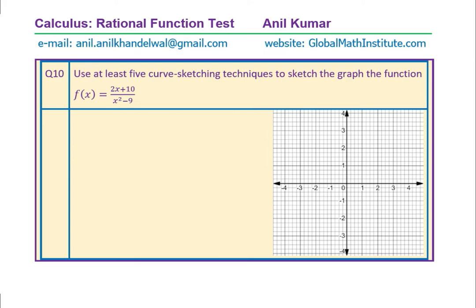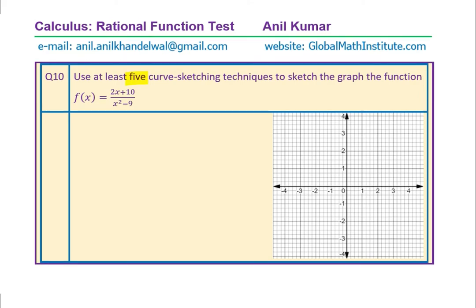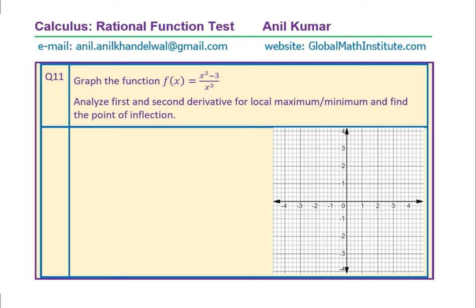Now we'll do complete graph sketching in question number 10 and 11. Question 10. Use at least 5 curve sketching techniques to sketch the graph of the function f of x equals 2x plus 10 divided by x squared minus 9. The last question here is to graph the function f of x equals x squared minus 3 over x cubed. Analyze first and the second derivative for local maximum, minimum, and find the point of inflection.